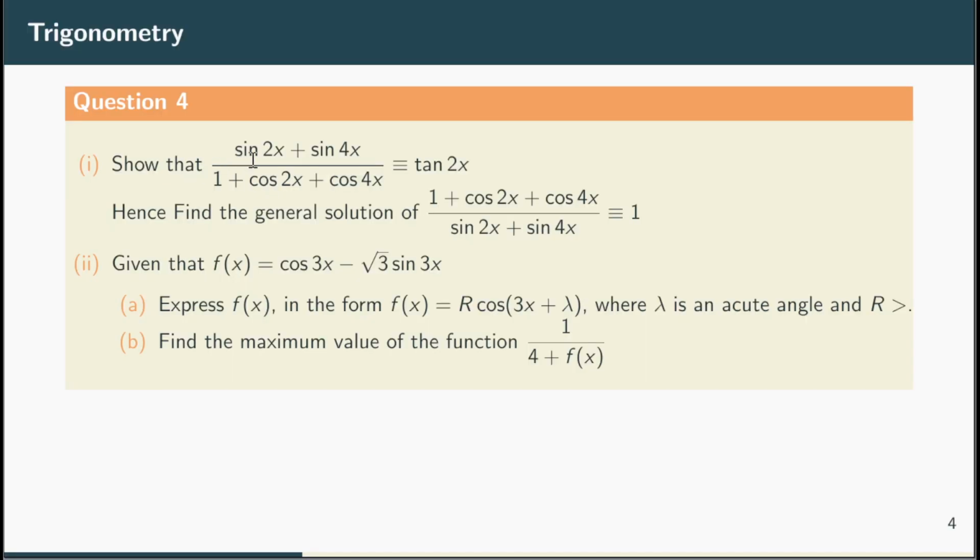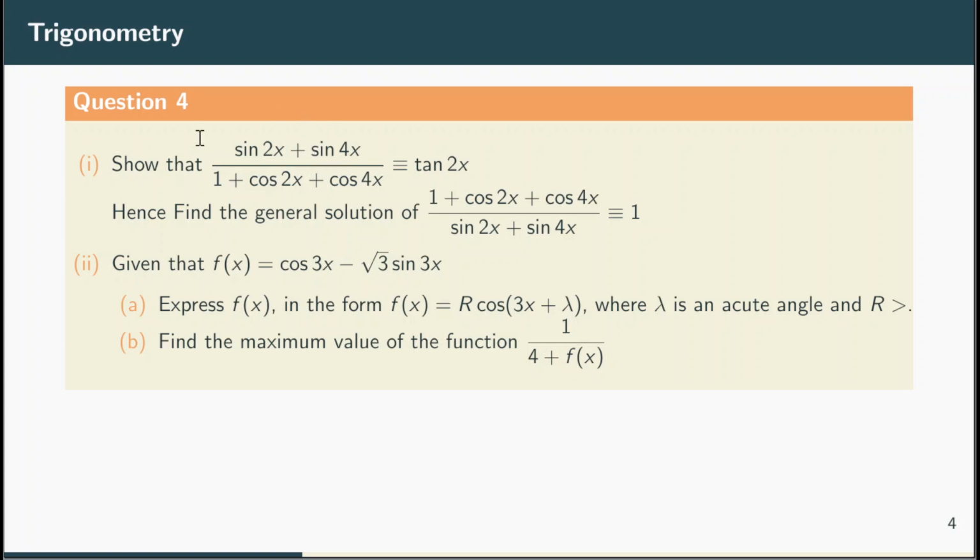We are going to start off today with question 4, a question on trigonometry, and the question reads: show that (sine 2x plus sine 4x) divided by (1 plus cos 2x plus cos 4x) is equivalent to tan 2x. Now, notice here that we have a left hand side and we need to show that it's equal to the right hand side. The choice is yours. You are free to either take the left hand side and arrive at the right hand side, or take the right hand side and return to the left hand side.